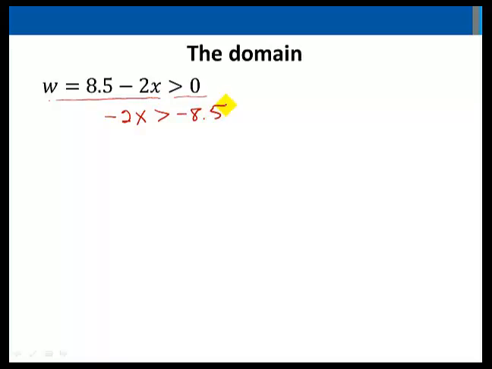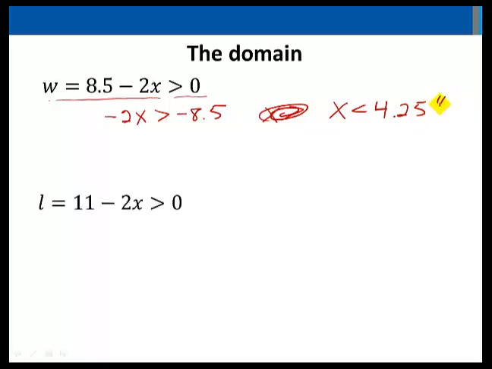Next, let's find the domain. I'm trying to find the x values that will be part of the possibilities for creating a box. I start with knowing that my width, which is 8.5 minus 2x, has to be greater than 0 in order to create this box. I can't have a width of 0 or a width that's less than 0. If that's the case, then negative 2x will be greater than negative 8.5 by subtracting 8.5 from each side, and then dividing through by negative 2 gives me x being less than 4.25 inches. Need to flip that inequality sign.